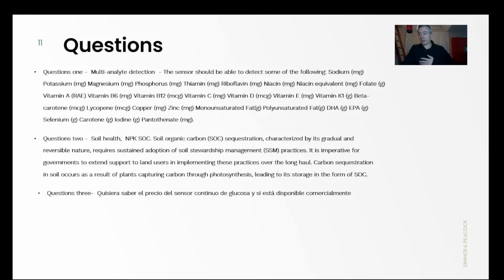Quisiera saber el precio de diseño continuo de glucose esta disponible comercialmente. This person is interested in knowing whether our CGM technology is actually commercially available. And it is, is the quick answer, and I will link to that.